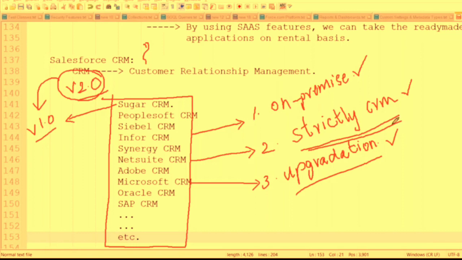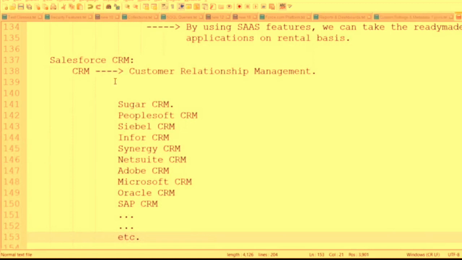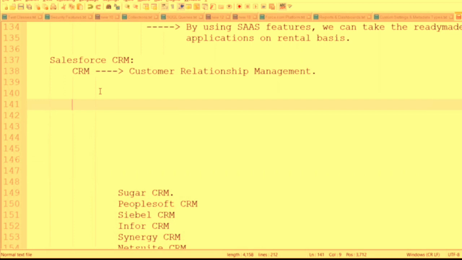So many clients are adopting a new CRM called Salesforce CRM. Why Salesforce CRM? What benefits do we have in Salesforce CRM? Now, let me explain. Basically, Salesforce CRM is the world's first cloud CRM application introduced by Salesforce.com in the year 2000. In the year 2000, Salesforce introduced this Salesforce CRM, which is the world's first cloud CRM application.